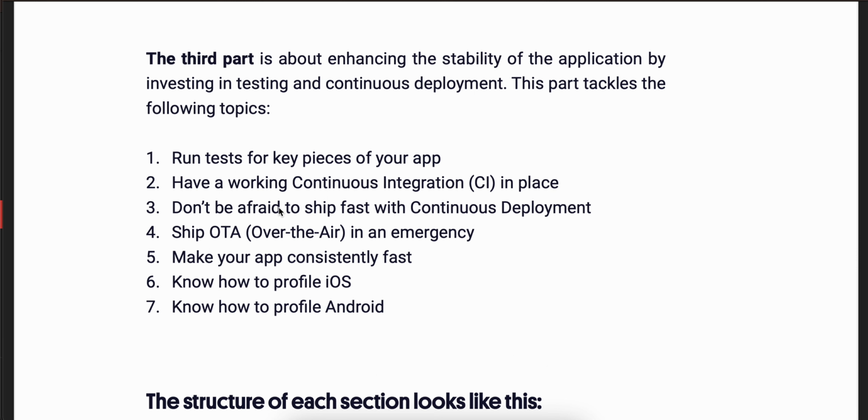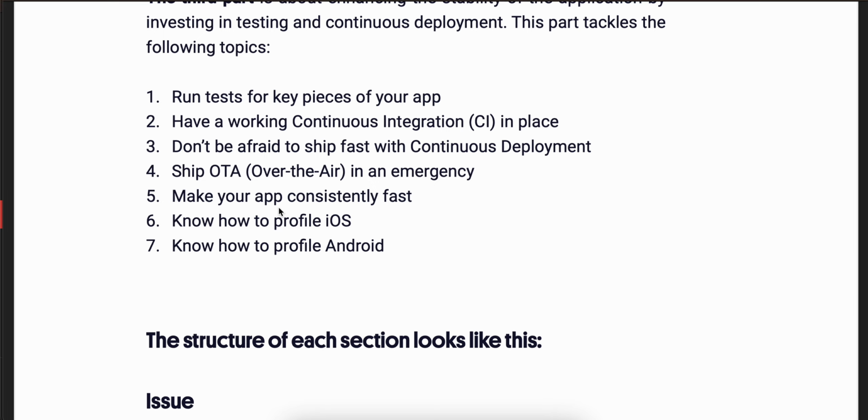The third part is about enhancing the stability of the application by investing in testing and continuous deployment. This part tackles the following topics: run tests for key pieces of your app, have a working continuous integration in place, don't be afraid to ship fast with continuous deployment, ship over the air in an emergency. So please be careful with OTA, or over the air.